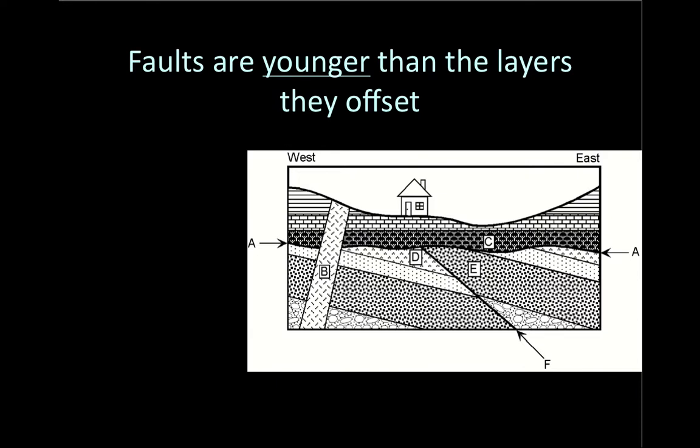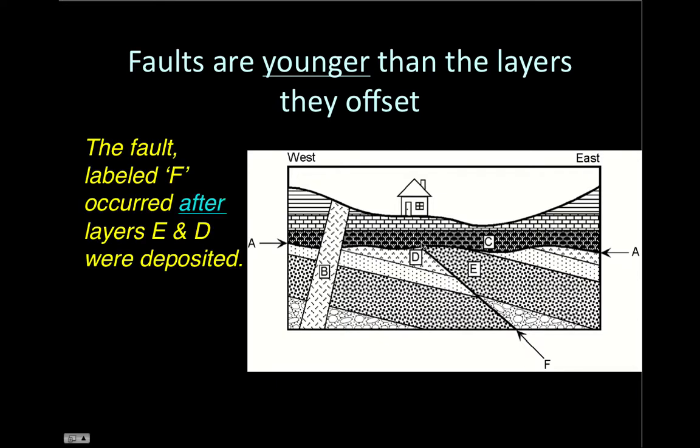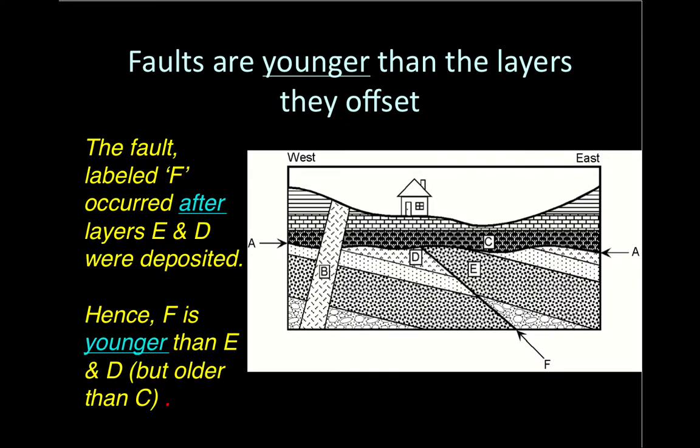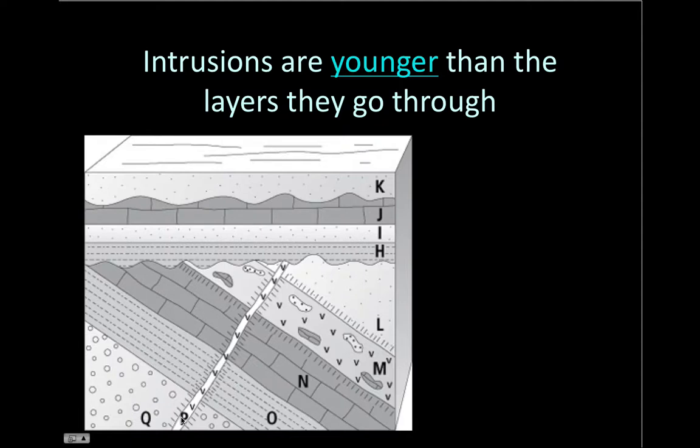But if a fault doesn't go through layers, like here we have layer E, layer D, these layers have been offset by this fault, which is this kind of thick black line, which is labeled F. The fault goes through E and D, so that implies that E and D had to be there first, or E and D are older than the fault. But since the fault does not cut through layer C, that tells us that C came after F. So D and E are the oldest, then F happened, and the younger thing to occur was layer C. So the fault labeled F occurred after E and D, hence F is younger than E and D, but F is older than C.